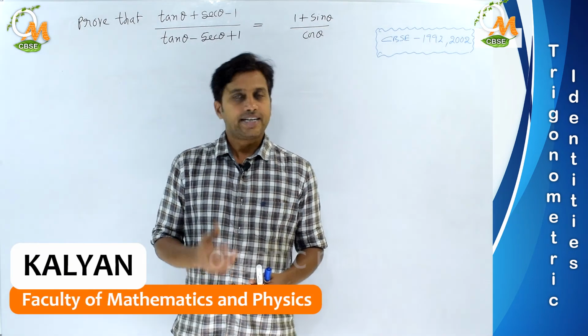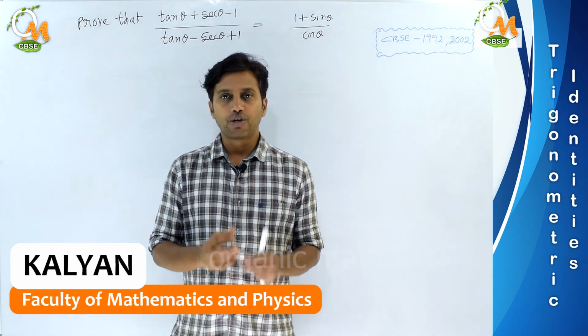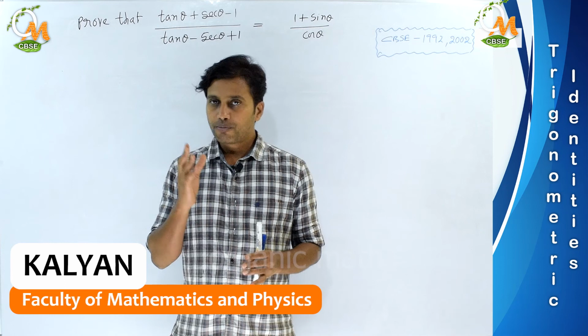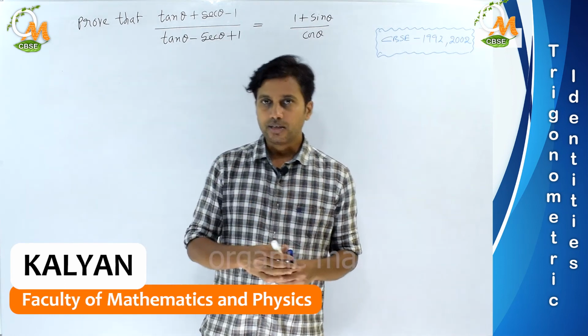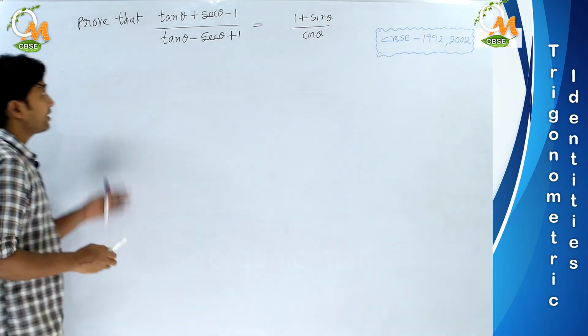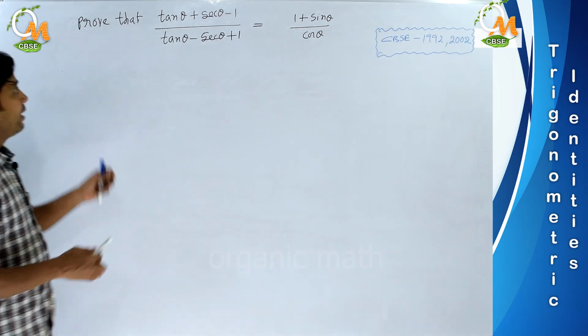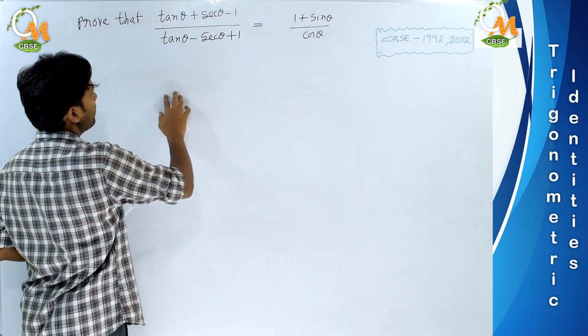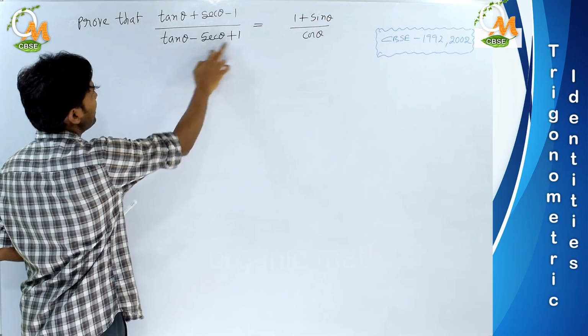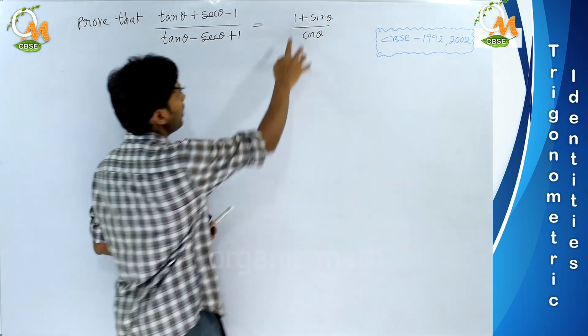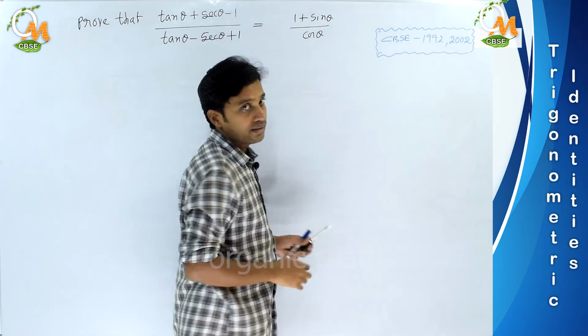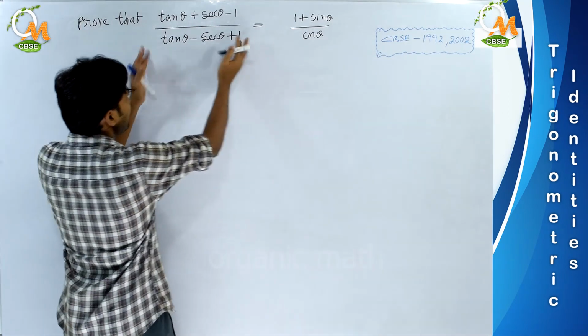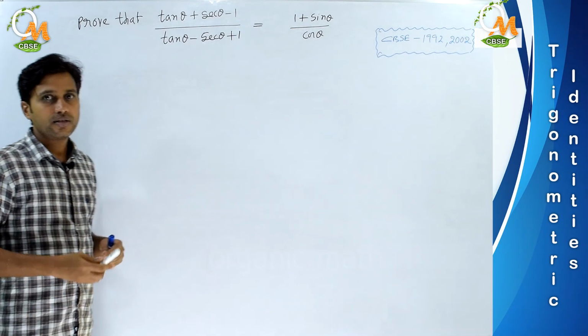So students, let us discuss one more problem based on trigonometric identities from 10th standard of CBSE and ICSE. Just see here, let us see what the problem is. We need to prove that (tan theta plus secant theta minus 1) by (tan theta minus secant theta plus 1) equal to (1 plus sin theta) by cos theta. So here this would be our LHS and we need to show this RHS. So how to show this?